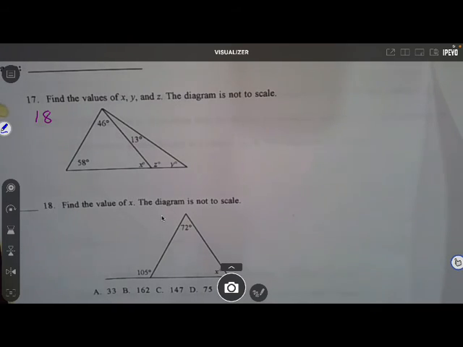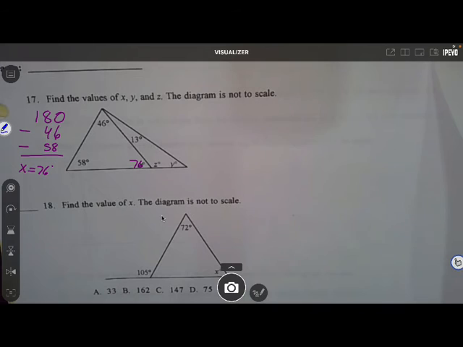So, I'm going to take 180 and subtract the two angles. What are they? 180 minus 46 minus 58. You get what? 76. So I'm going to write that right here for X. Or if you want to write it over here, X is 76. However you need to write it.